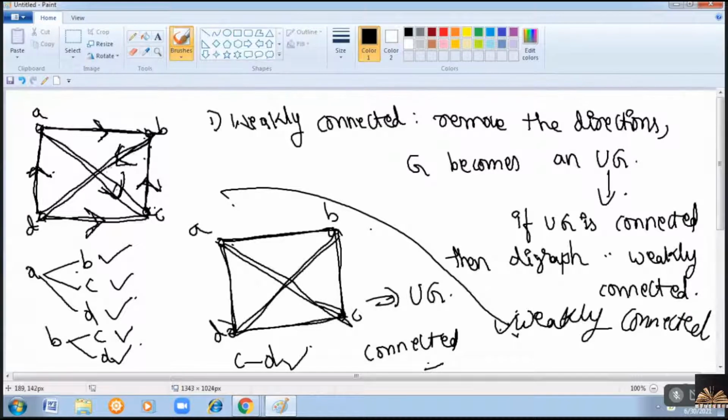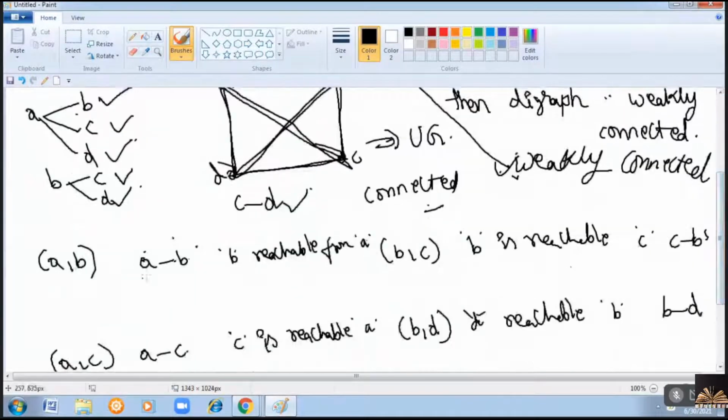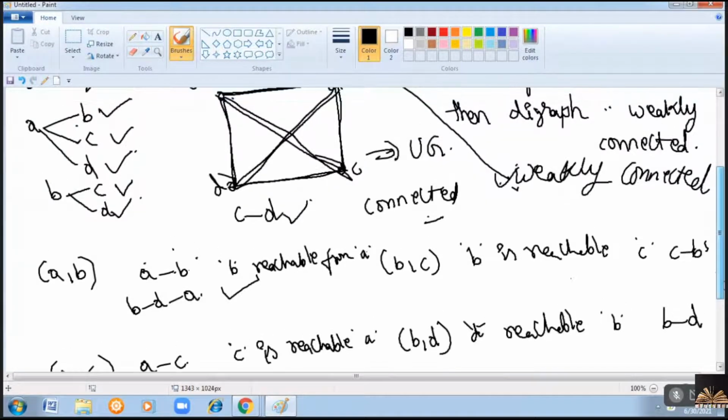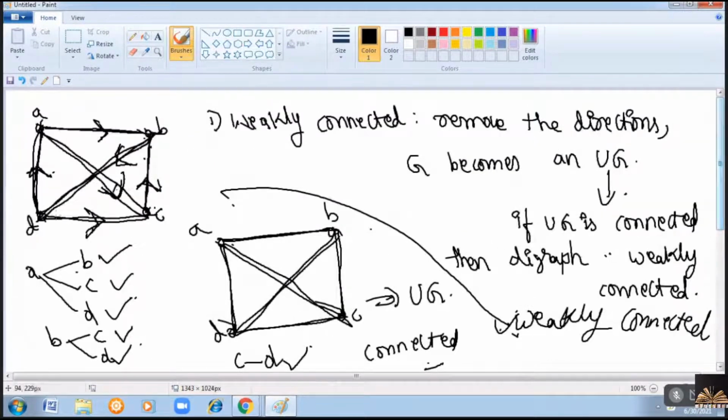Let us see. So B to D, D to A. Through this path, you can reach A. B to D, D to A. So in both directions, this connectivity is satisfied. Consider A to C. So C is reachable from A. We have already concluded that C is reachable from A using this direction. Now we'll see whether A is reachable from C or not. So C to B, B to D, D to A. Therefore, you can say that A is also reachable from C.